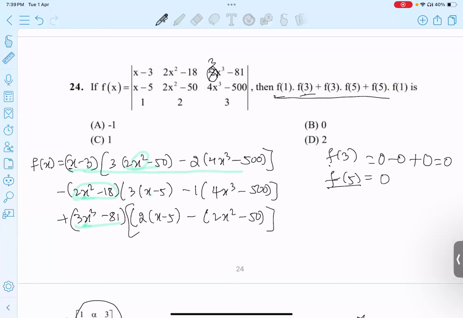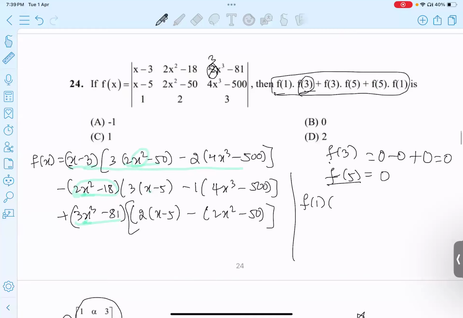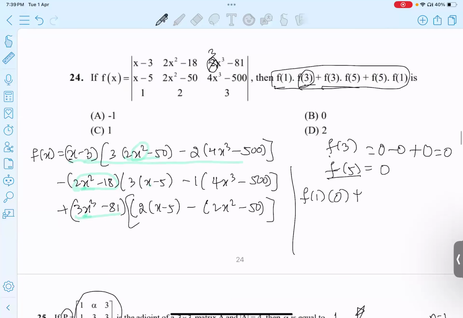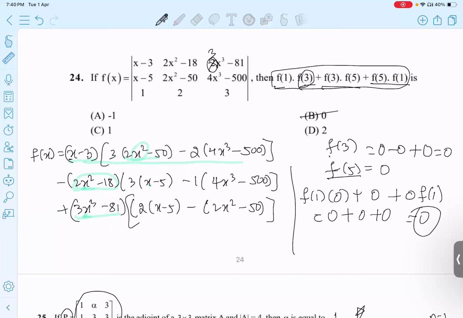On substituting in this equation, f of 1 into f of 3. What is f of 3? 0. What is f of 3 into f of 5? 0 again. F of 5 into f of 1. So 0 into f of 1 gives us 0 as the final answer. But this was a grace question for the previous year's students because it was supposed to be 3x cube. The question has been printed wrongly.